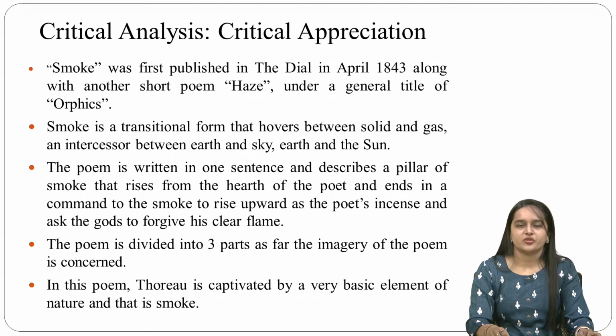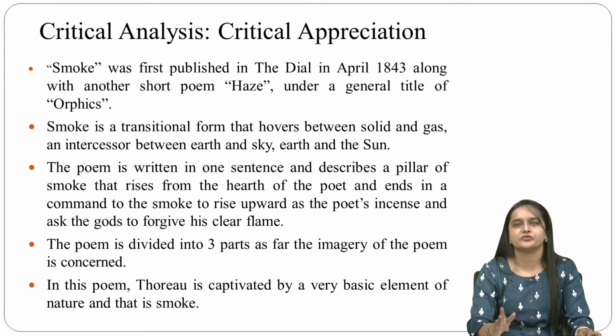Imagery is the predominant tool that the poet uses here. The poem is divided into three parts as far as the imagery is concerned. In lines 1 to 4, the image of the journey of a bird is constructed. It shows the flight of the bird upwards. In the next two lines, the bird image is developed further as the smoke rises like a bird and circles above its nest.